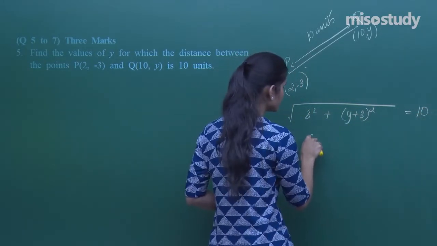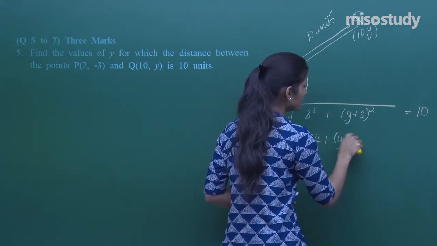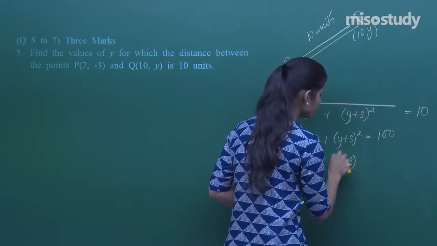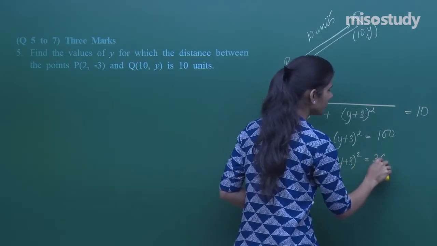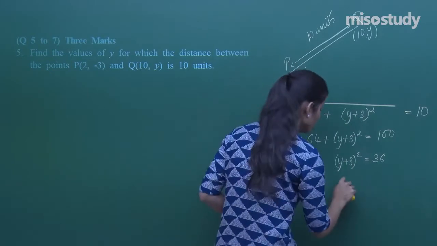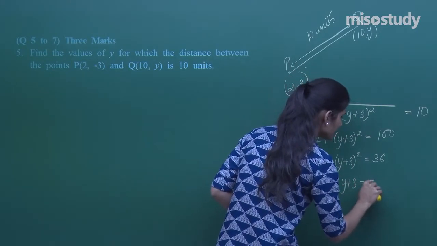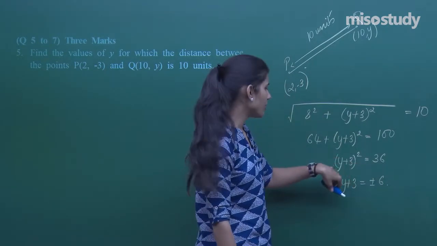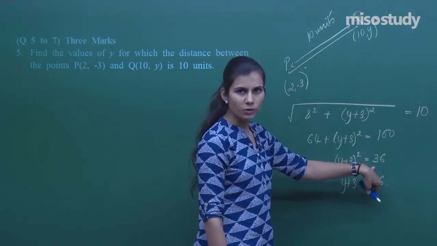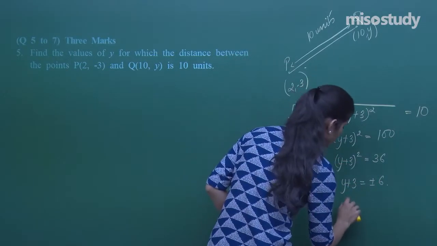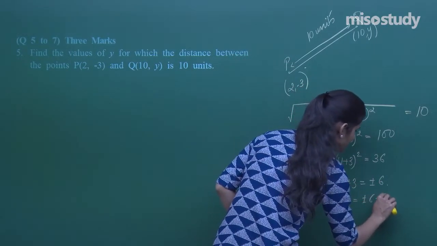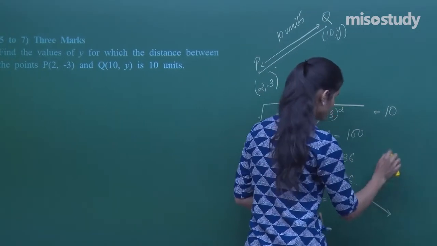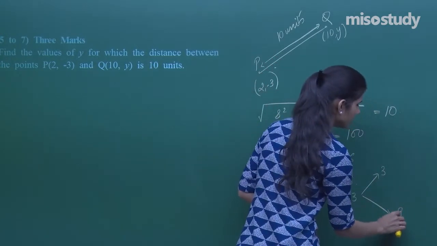Squaring both sides gives you 64 plus y plus 3 whole square equals 10 square, which is 100. So you get y plus 3 whole square is equal to 100 minus 64, which is 36. So you get y plus 3 is equal to plus minus square root of 36, which is 6, because you take the square root on both sides. So y is equal to plus minus 6 minus 3. This gives you two values of y, 6 minus 3, which is 3, and minus 6 minus 3, which is minus 9.